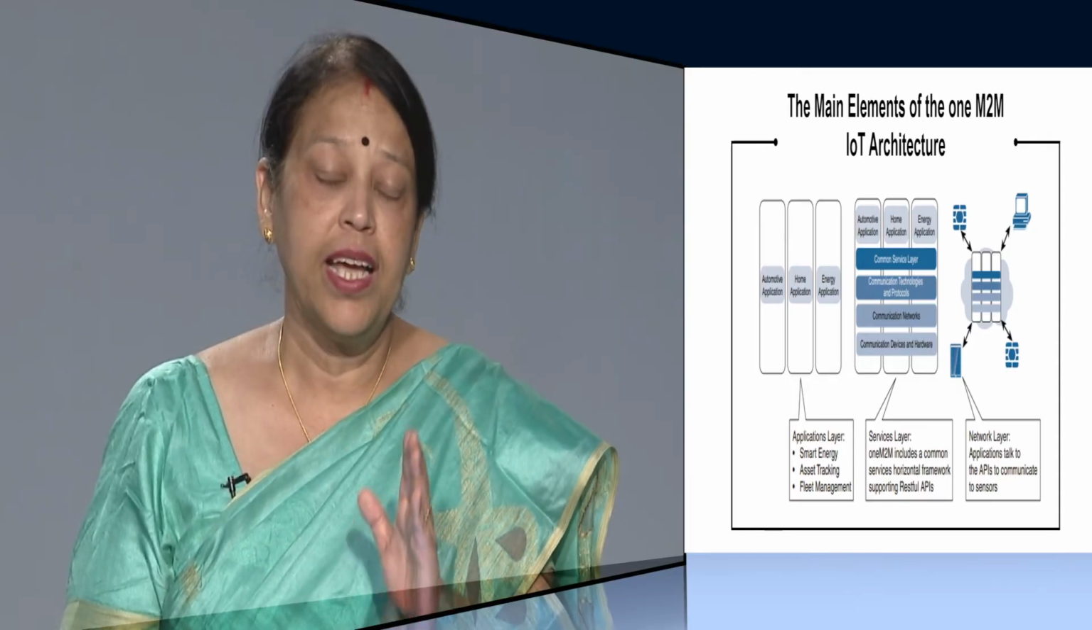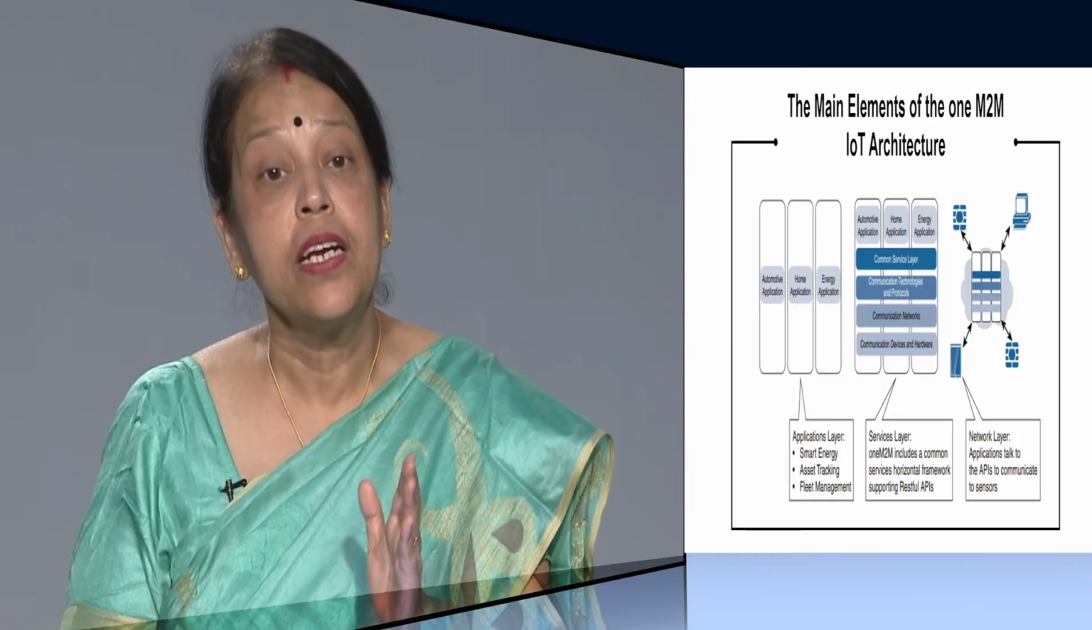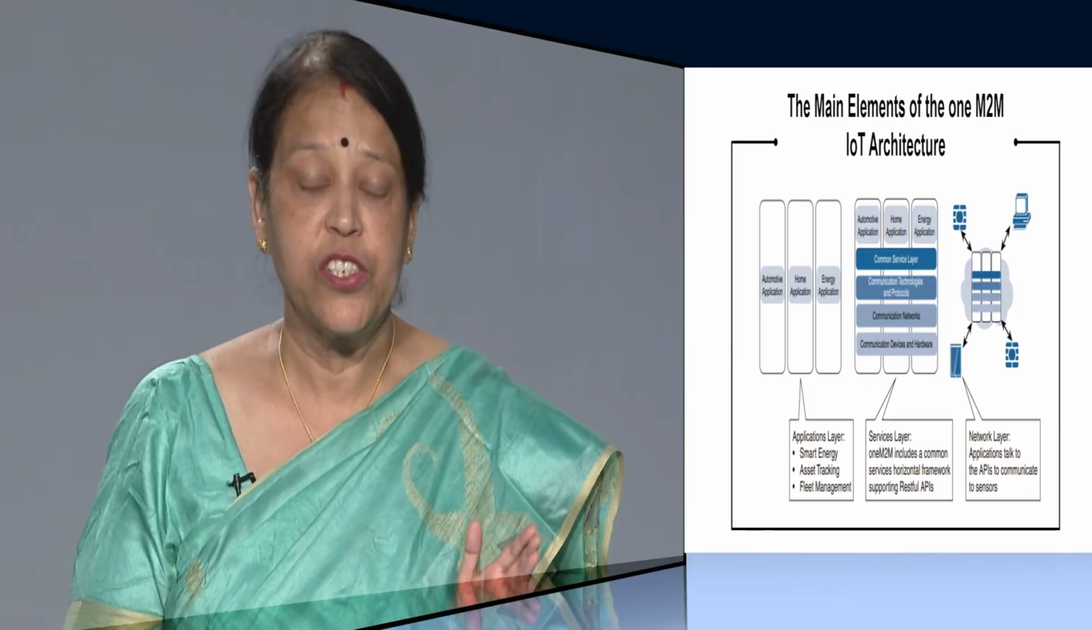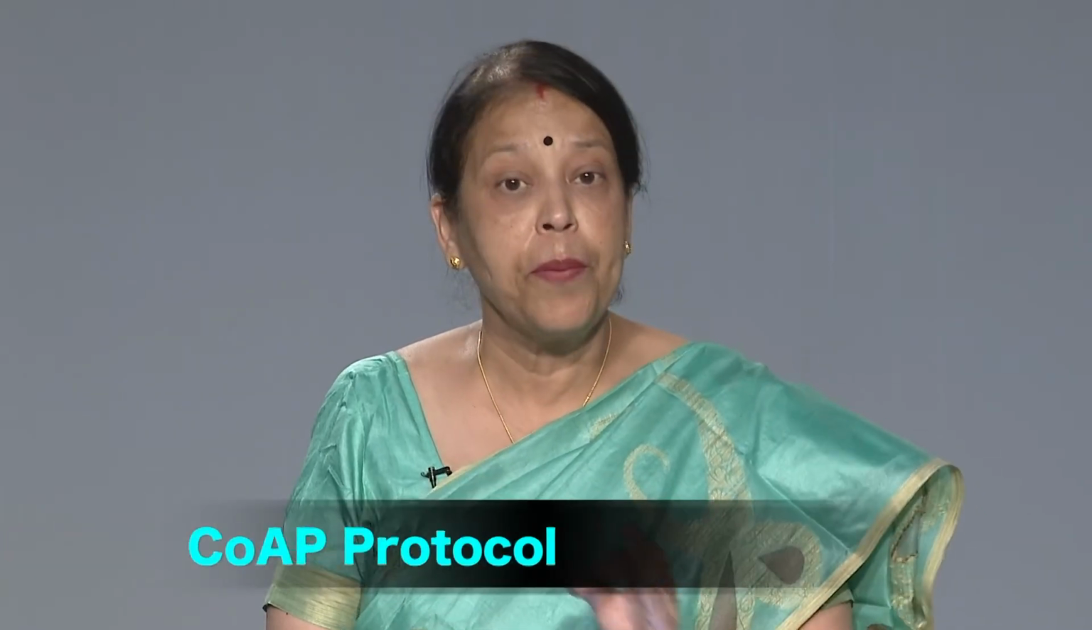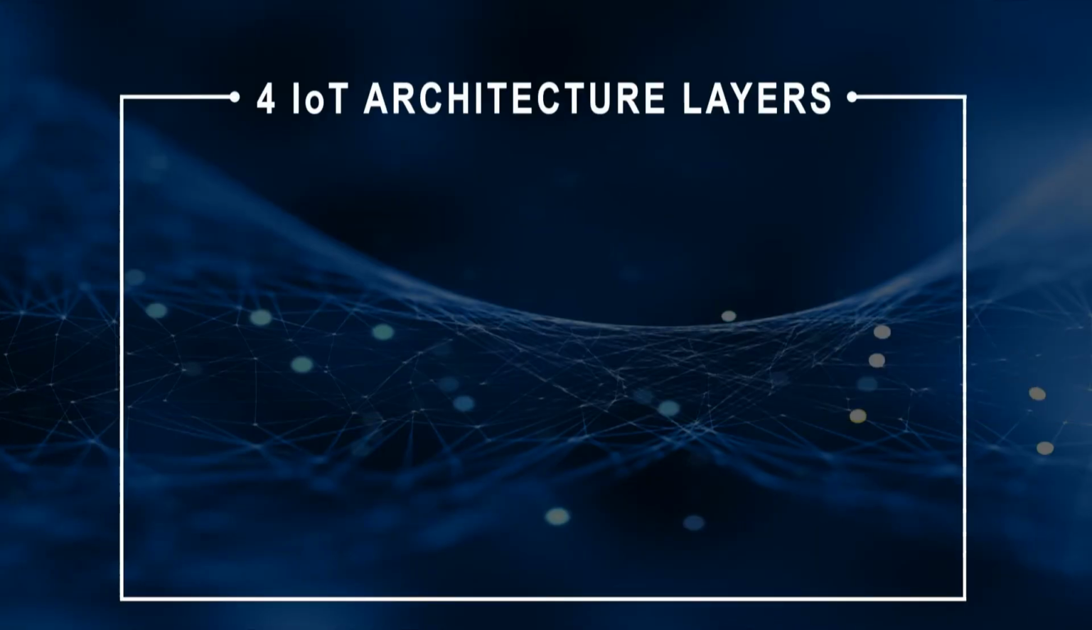The network layer basically helps us to communicate with the services and the applications. It consists of network technologies like ZigBee, Bluetooth, Wi-Fi, the CoAP protocol, and many other protocols like this. So, the network layer is basically helping you to communicate the services with the application with the help of network communication. Now, the simplified IoT architecture, which is used nowadays, consists of 4 layers.